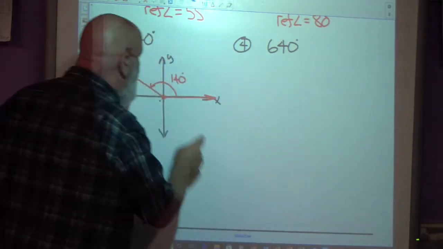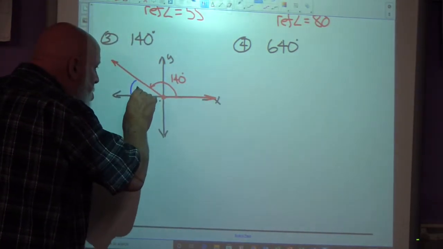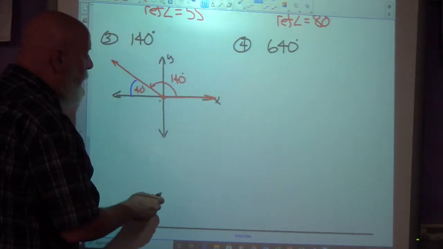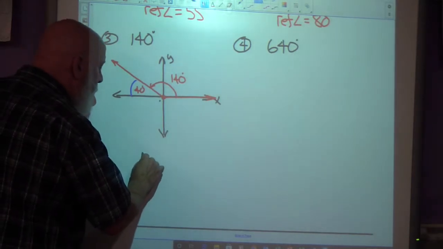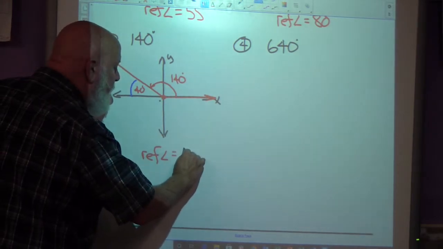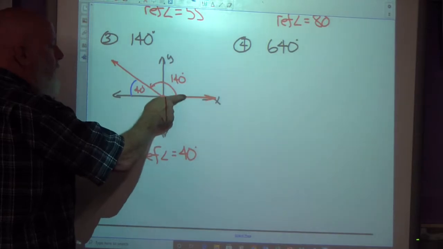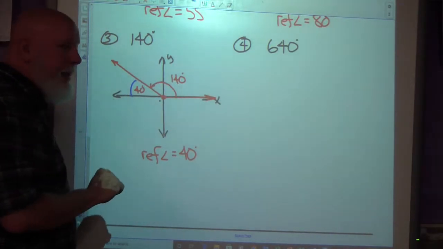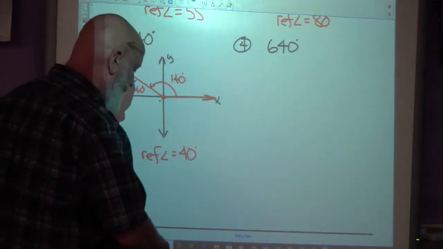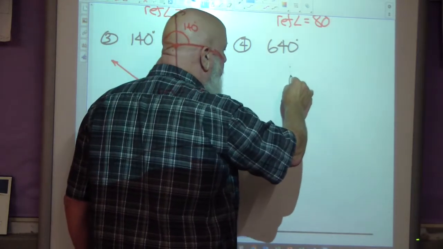So if this is 140, this has got to be 40. That little angle right there has got to be 40. And again, we don't take into account positive or negative. We always call our reference angle a positive angle. So the reference angle, in this case, would be 40 degrees. That's the angle that's formed by the terminal side of our angle of rotation and the nearest x-axis. Okay? And we'll do one more, and I think I'll be done. Let's take a look. We're talking about a 640 degree rotation.